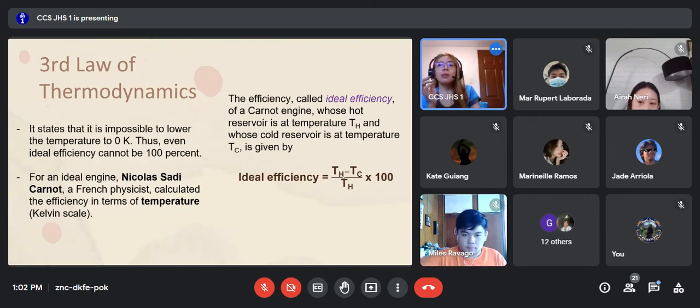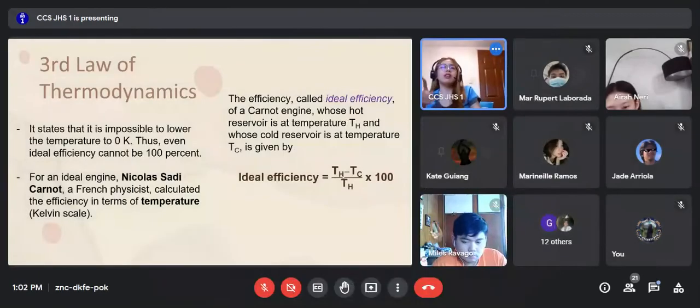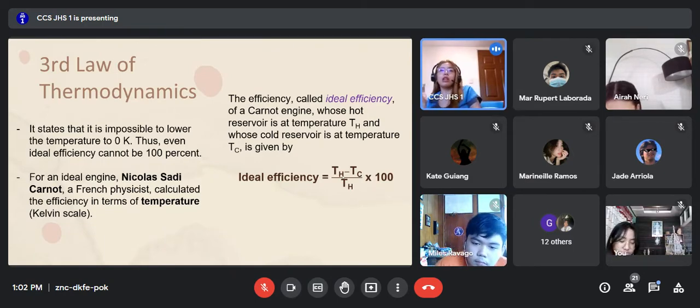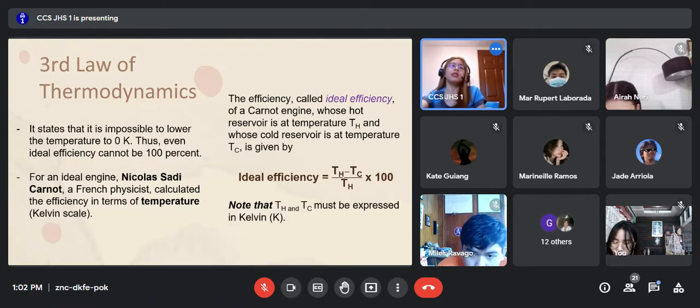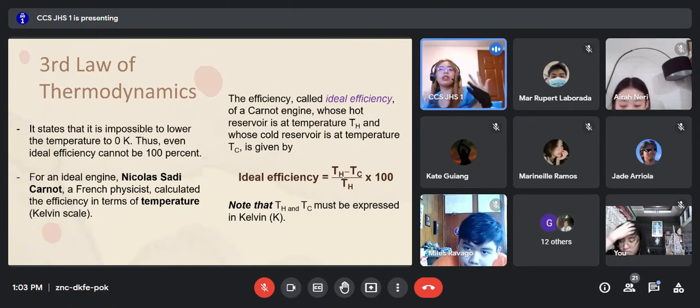Actually, it is similar to the one in terms of energy: QH minus QC divided by QH. But this one is in temperature only, using the Kelvin scale. So if the given is in degrees Celsius, you need to convert that to Kelvin. Note that TH and TC must be expressed in Kelvin. Because if we go back to the definition of temperature, that is the movement of the molecules or the particles. If the movement of the particles is fast, what will be the temperature, hot or cold?